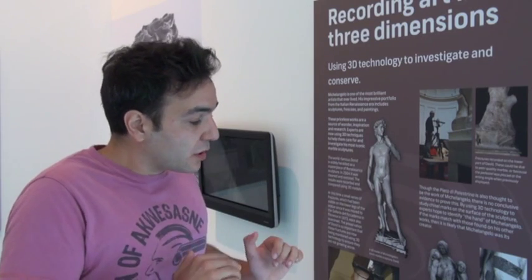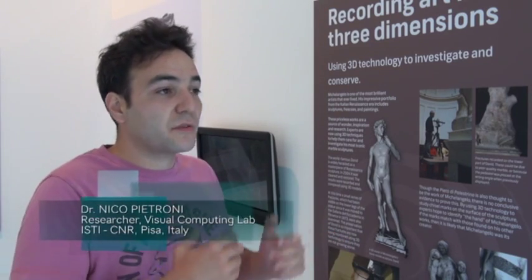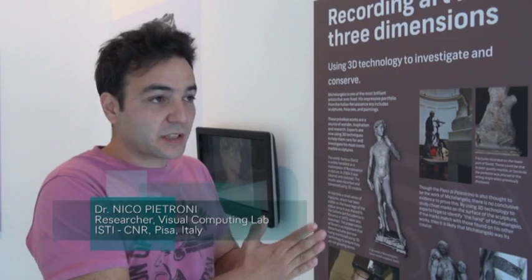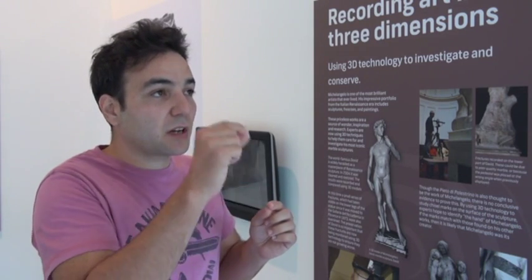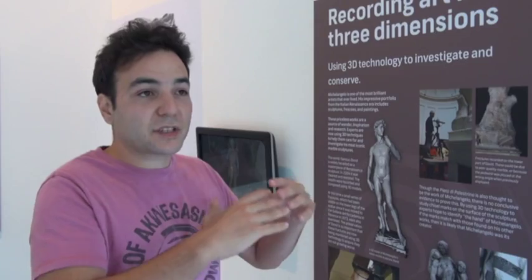Essentially, before using this kind of technology, the art historian had to go physically close to the sculpture, take a caliper and measure each individual chisel mark, the width and the depth, and all the different measures, and try to create a map of the sculpture.